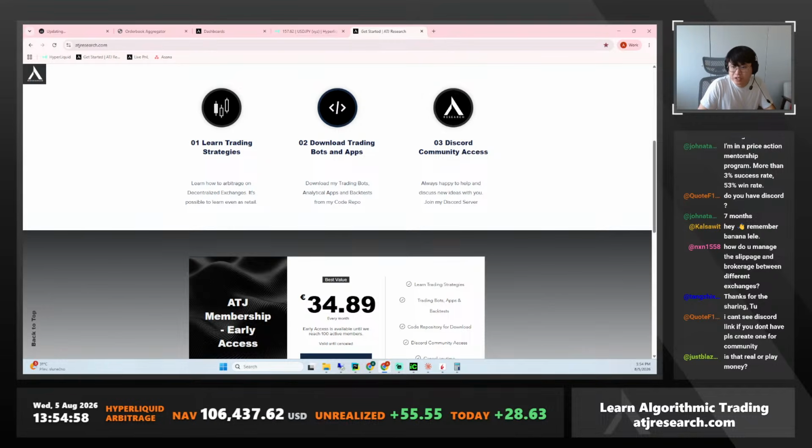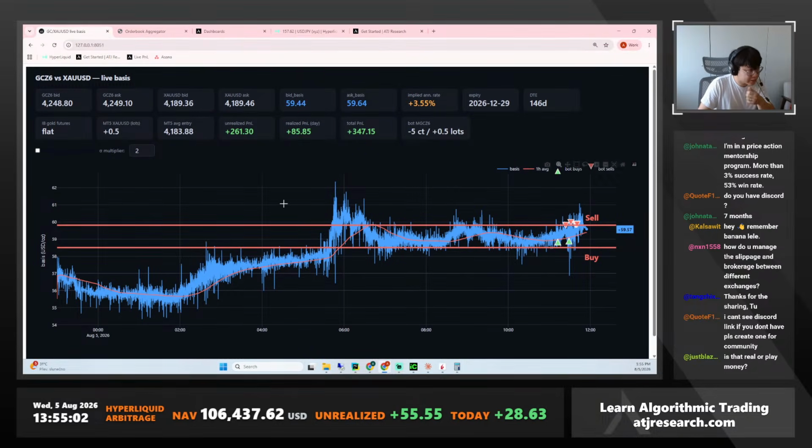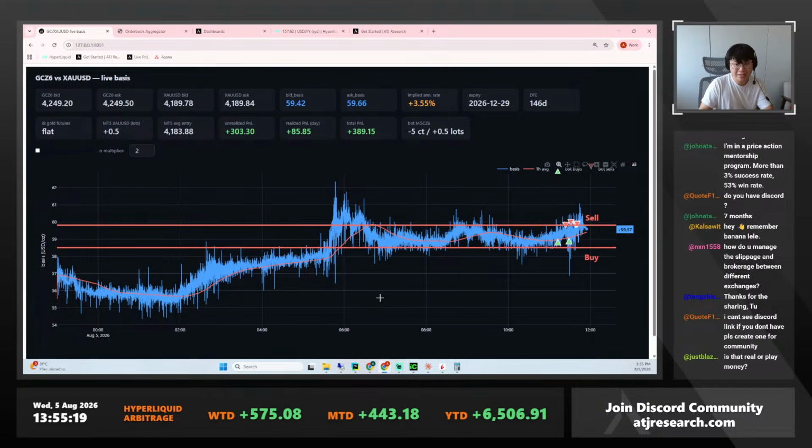How do you manage the slippage between different exchanges and brokers? Easily. When you do live testing and look at the execution, you just need to see if you're getting filled correctly. Slippage is actually best measured when you test it in a live environment. If you see that the trades perform well during live testing, then you know you're good to go. That's the main thing.